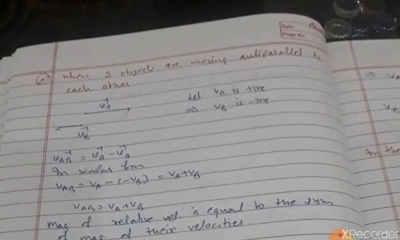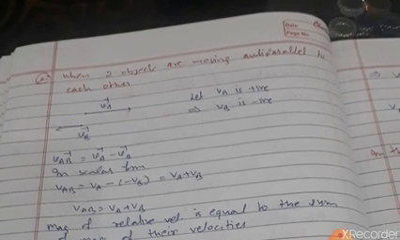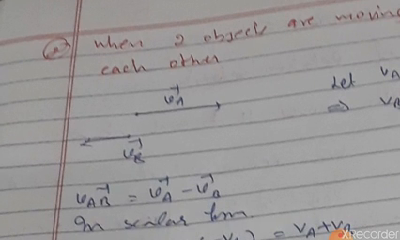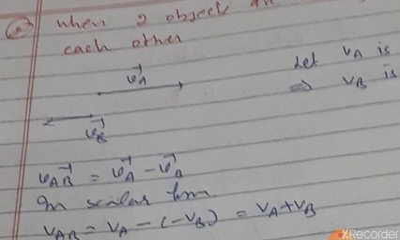Now let us start with another case when two objects are moving anti-parallel to each other. See here, A and B are moving anti-parallel to each other. A is moving towards the positive direction of x-axis and B is moving towards the negative direction of x-axis. So we have to evaluate VAB. In vector form we know that VAB is equal to VA minus VB. Now we have to put the values of VA and VB.